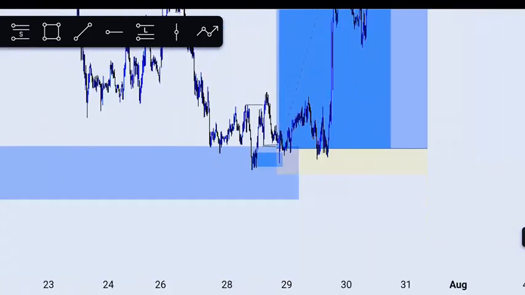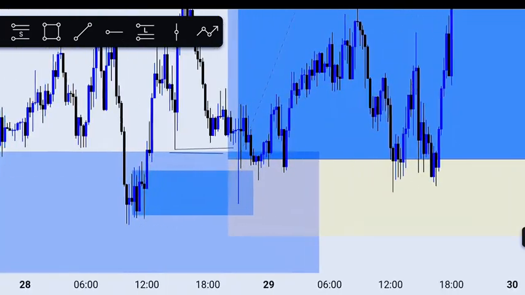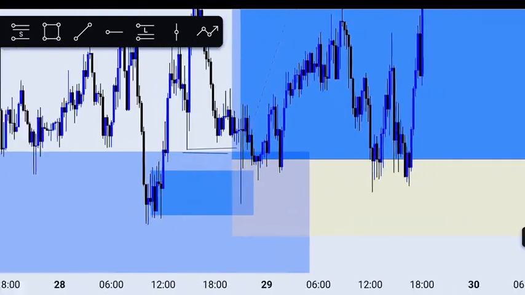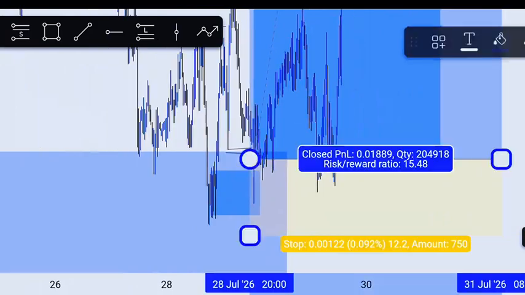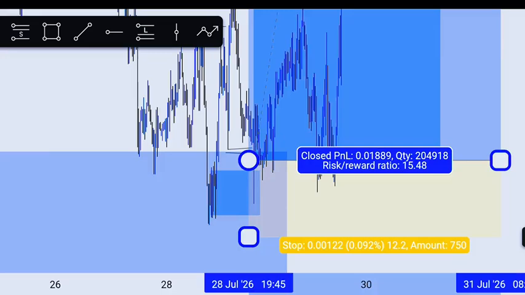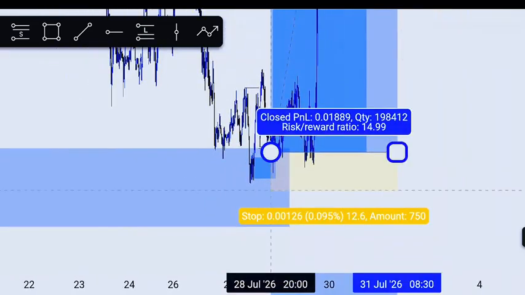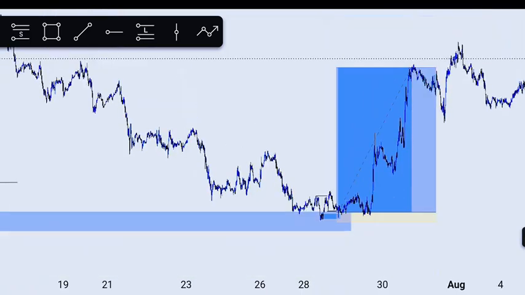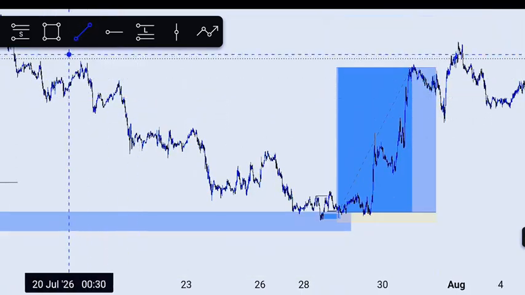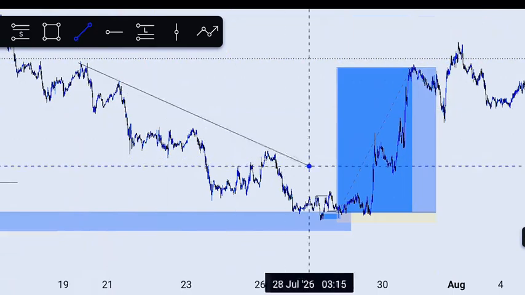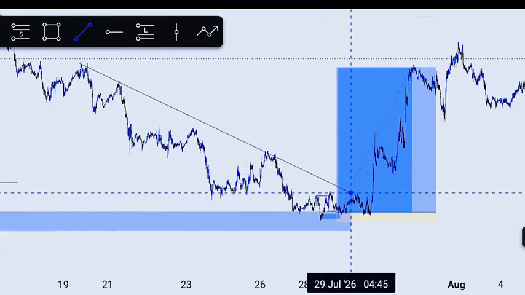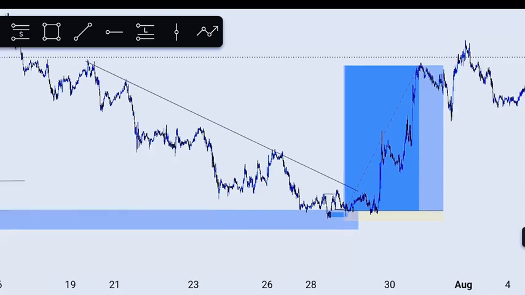Then I waited for a rejection at that other block. After the rejection, I entered. I did not enter immediately from this other block. I entered after this rejection. That was how I entered, then covered this low and targeted this trend line liquidity. So that's just the trade. That was how I held the trade through FOMC and the next day till it got to my take profit.